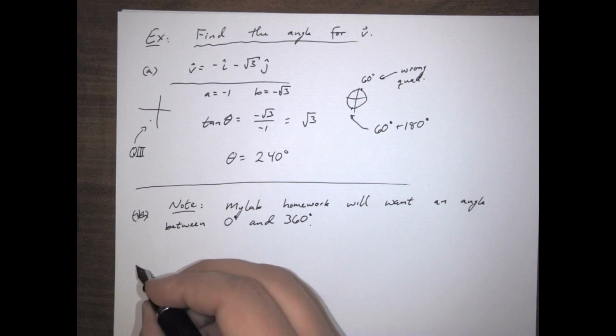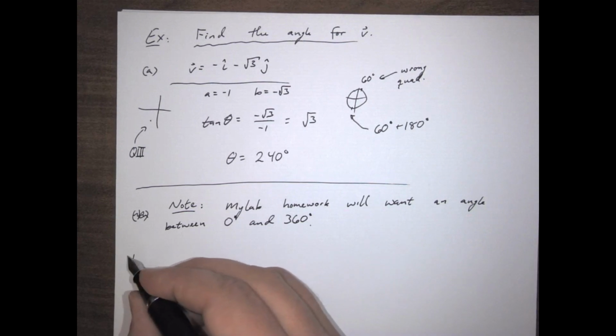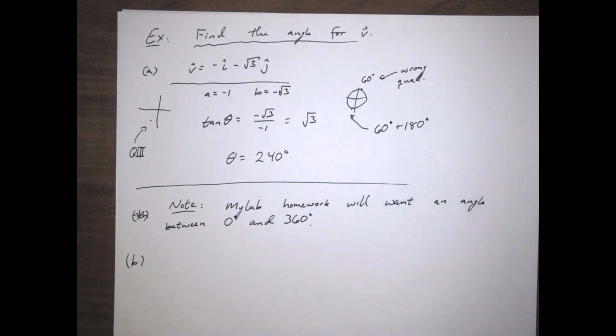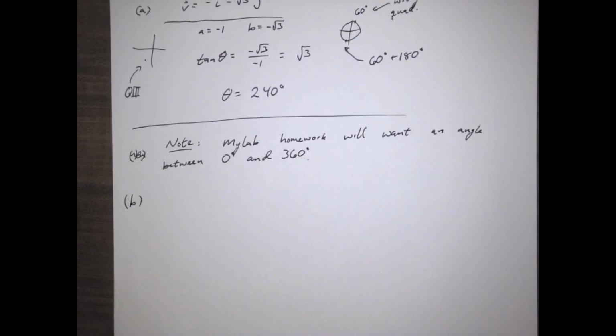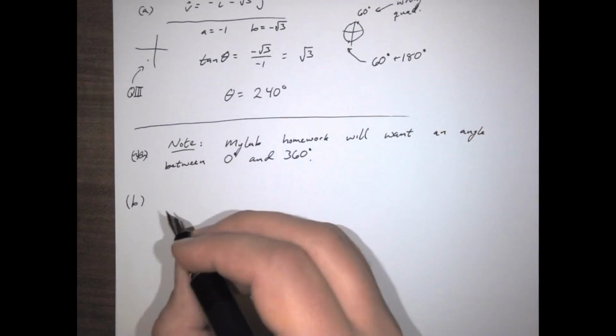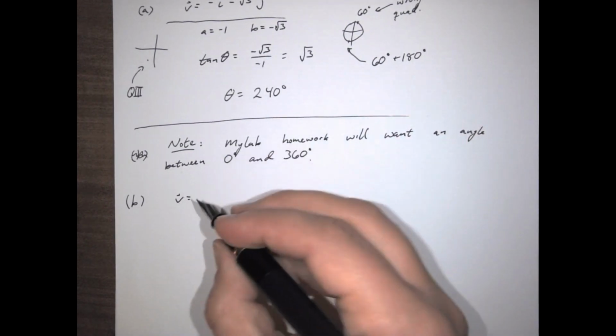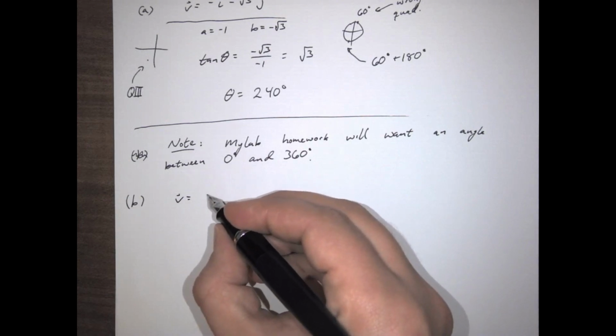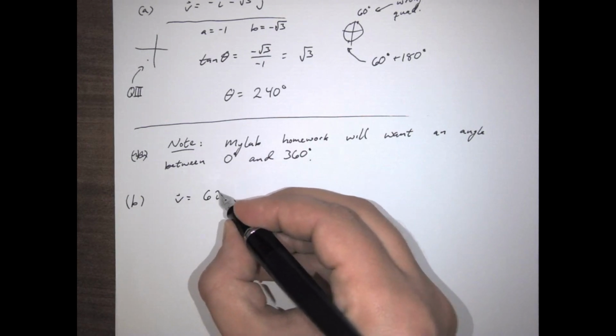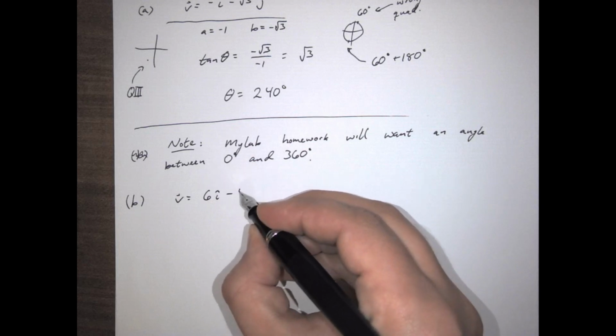So as an example of where this comes into play, it doesn't really matter that much in practice for us, but if you're trying to do your homework, MyLab has its own way of how answers need to be formatted, and it is up to you to satisfy their requirements. That will come up in something like this. Let's say we have v equals 6i minus 4j.